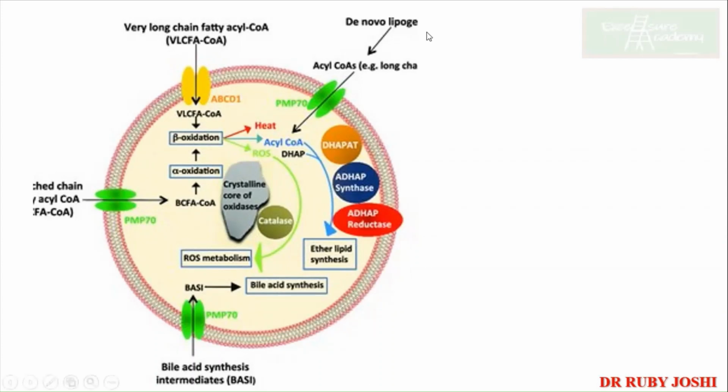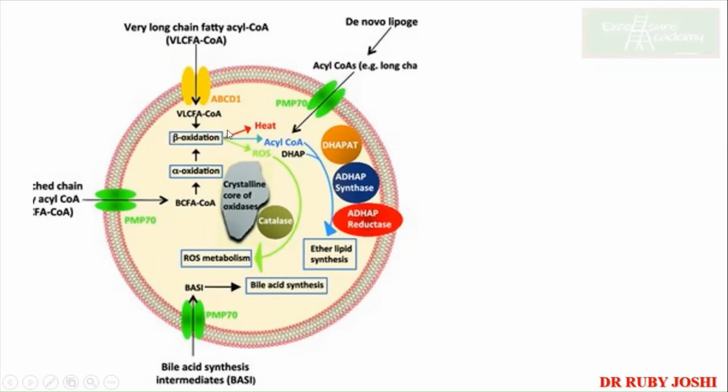So here you can see de novo lipid synthesis. Here also, what is happening is the long chain fatty acids or very long chain fatty acid CoA, some attached chain of fatty acid is there, and the bile acid synthesis. So all these are happening in the peroxisomes, correct? All these fatty acids are getting inside the peroxisomes in the form of acyl CoA, and it gets involved in the beta oxidation.